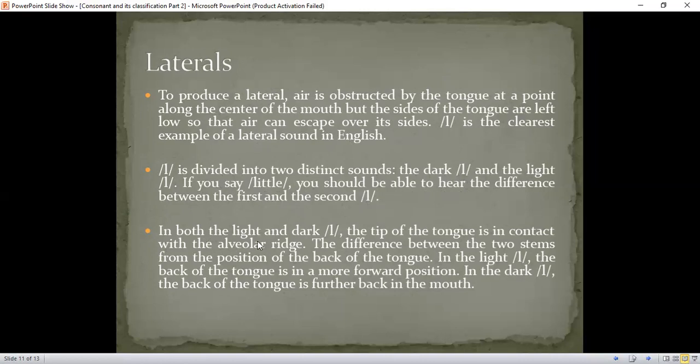In both the light and dark L, the tip of the tongue is in contact with the alveolar or teeth ridge. The difference between the two stems from the position of the back of the tongue. In the light L, the back of the tongue is in a more forward position, whereas in the dark L, the back of the tongue is further back in the mouth.